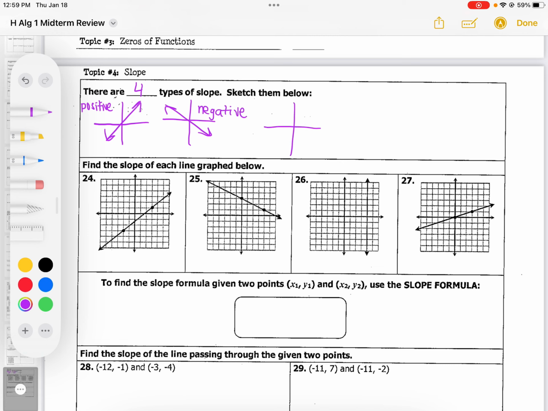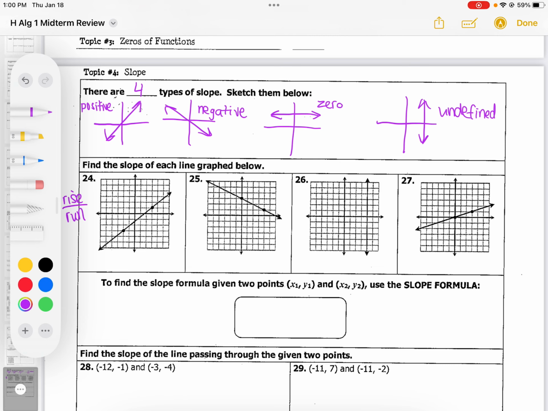If we have a line that's not increasing or decreasing, it stays flat, this has a slope of 0. And if we have a line that is increasing so much that it's vertical, this is actually considered undefined. Mathematically, it's because the denominator, the run, is 0, and you can't divide by 0. So what you would do in numbers 24 through 27 is use the rise over run formula, and you would just count how much does the line rise up or down versus how much does it run, which I usually go from left to right.